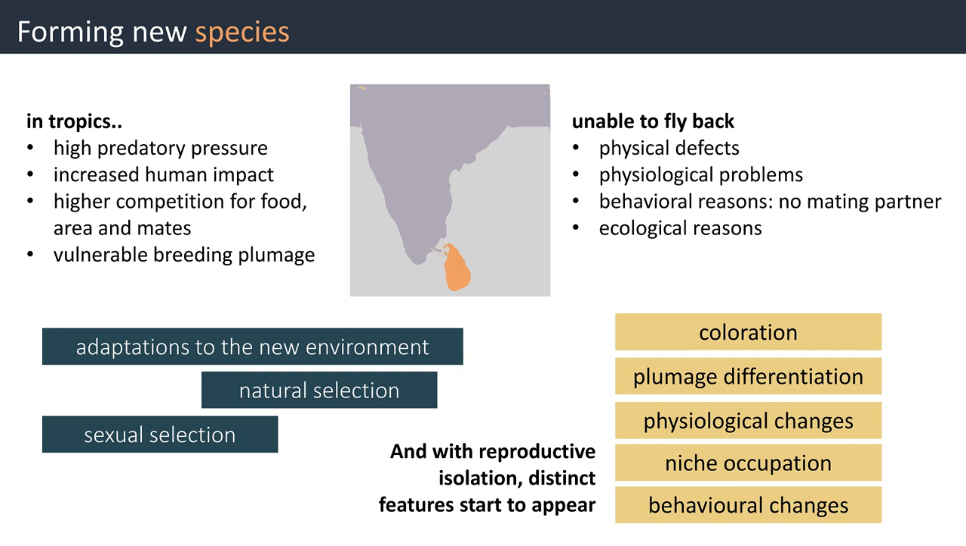So with these adaptations, reproductive isolation occurs within these populations, and they come to appear with distinct features from their original populations. These features can be colorations, sometimes differentiations in plumage, sometimes physiological and behavioral changes. So all of these changes tend to form a new species.